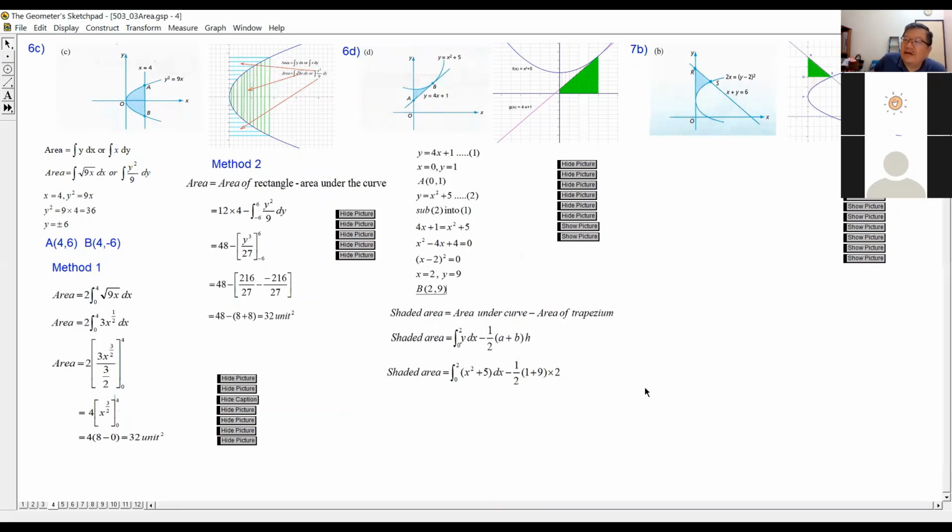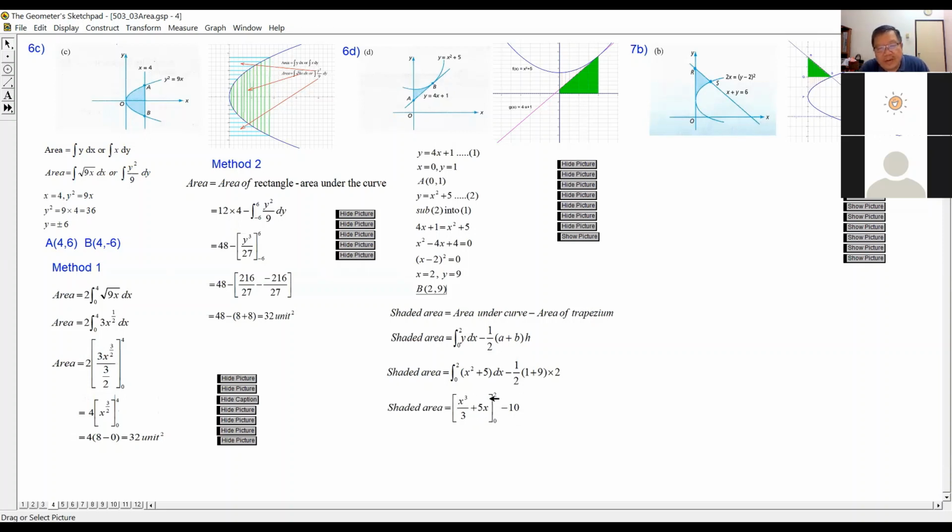How to get the definite integral? How to get the area of the trapezium? Can follow? Okay, so I'm going to show you the next step. Now when you integrate x squared, it is x cubed over 3. Integrate 5 becomes 5x. Now you have to substitute the two numbers inside, 2 and 0. Now the next one, area of trapezium, the 2 and 2 cancel, 1 plus 9 is 10.